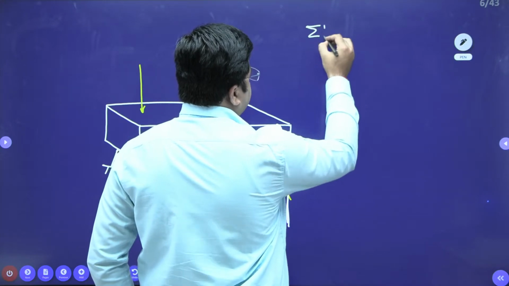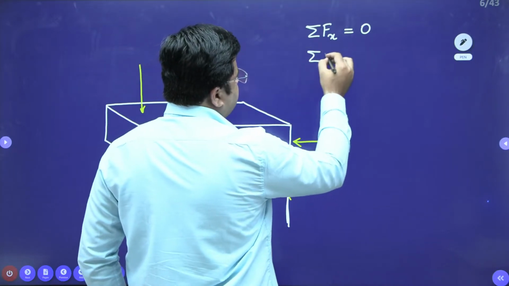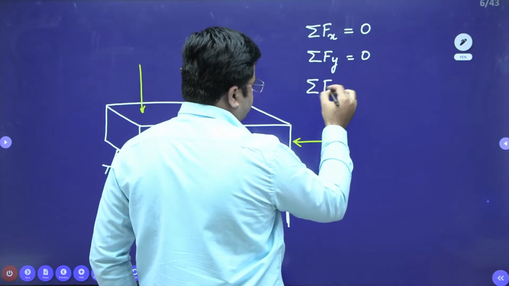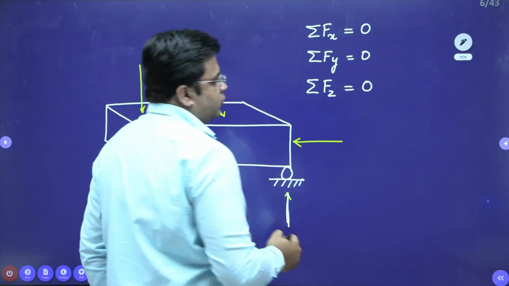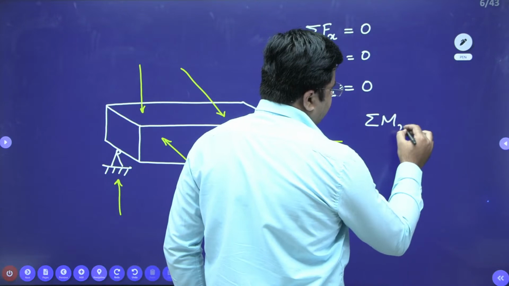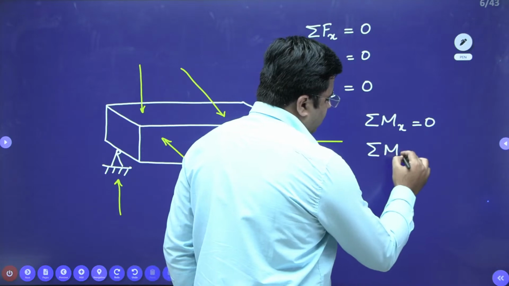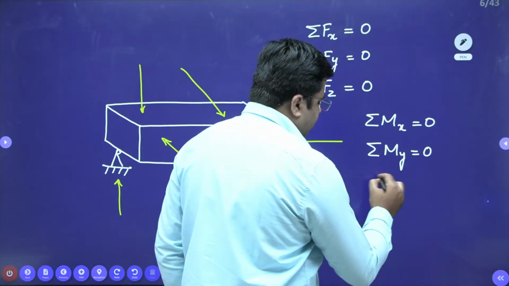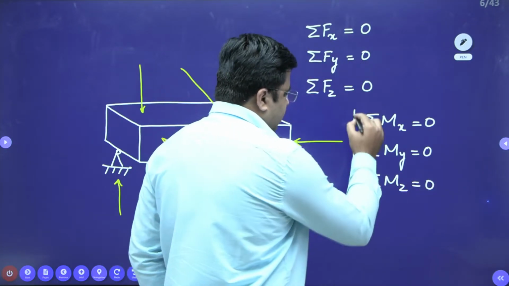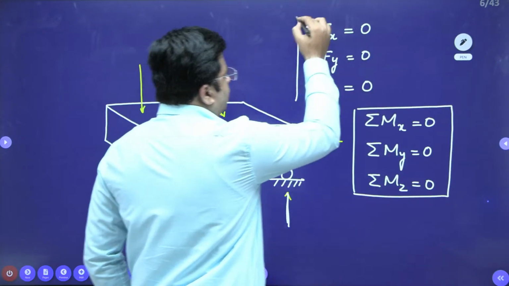For this type of force system, we have six equilibrium equations. First is summation of horizontal forces, ΣFx = 0. Then we have summation of forces along the y-axis to be 0. Then we have summation of forces along the z-axis to be 0. Then we have summation of moments about x to be 0, that is the longitudinal axis. Then summation of moment about y to be 0. Then we have summation of moment about z to be 0. So these are the six equilibrium equations for a non-coplanar, non-concurrent force system.